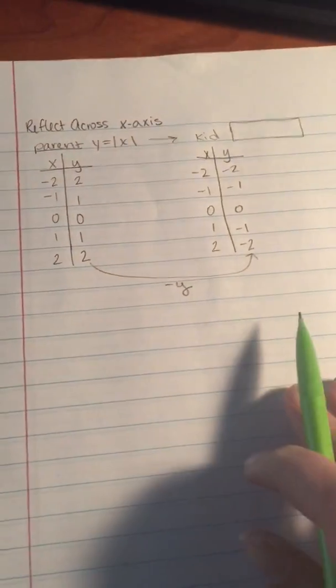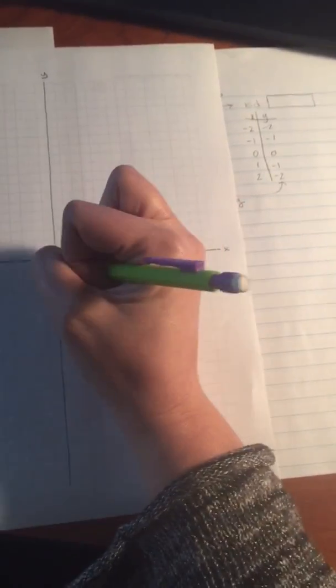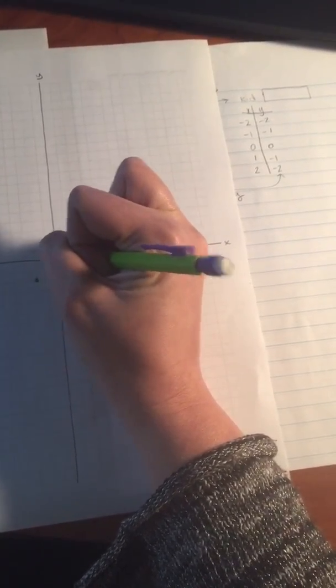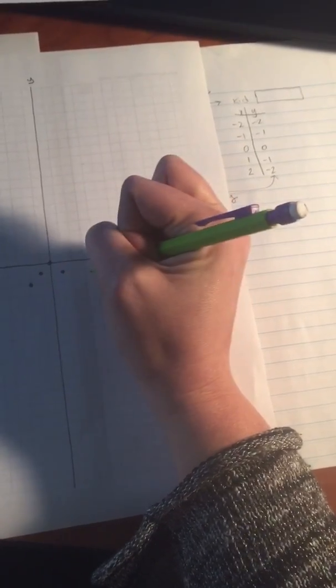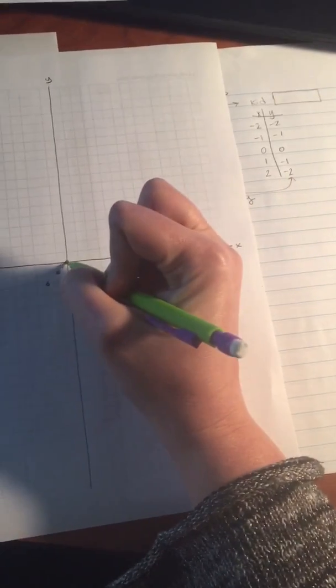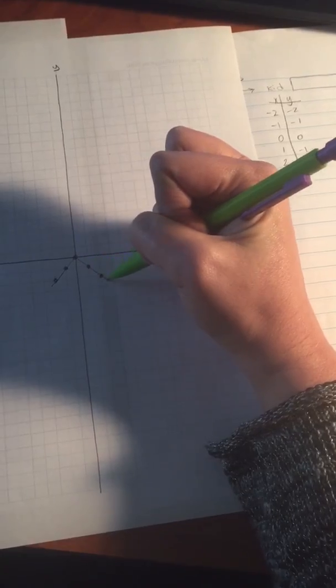-1, -2. Then I'm going to go on my paper, and I'm going to graph these points, the kid. Okay, so -2, -2. So you can see the whole thing. There we go. -2, -2. -1, -1. 0, 0. 1, -1. And 2, -2. Okay? And then I connect them in an absolute value shape. And you can keep going, or you can stop it however far you want.